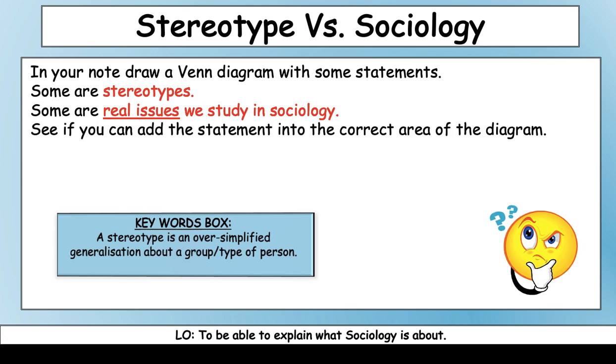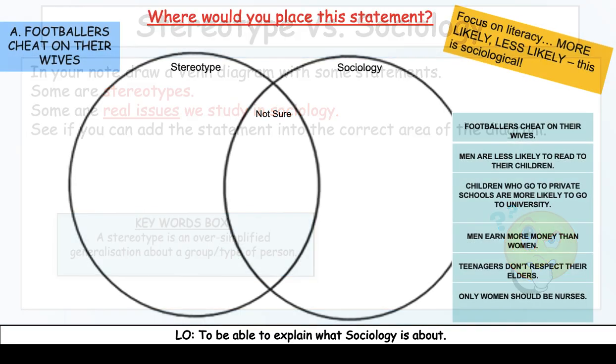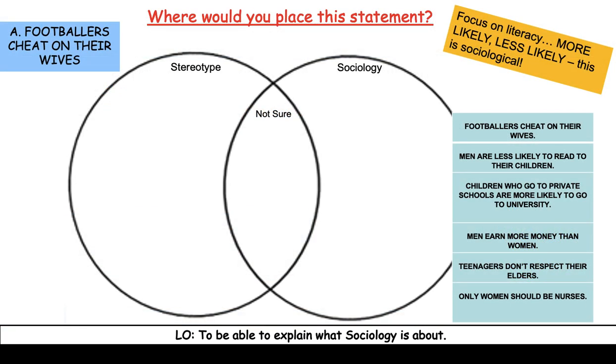So a stereotype is an oversimplified generalization about a group or type of person. So I'm going to give you an example. All footballers cheat on their wives. Where would that go? Easy. Okay, we know not all footballers cheat on their wives, even if we conducted research into it and found that 99% of footballers cheated on their wives. Actually, it is still a stereotype because it is not 100%. Okay, it's not a fact.